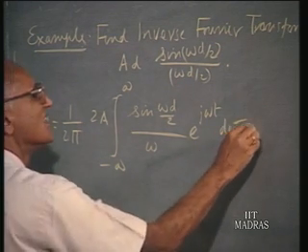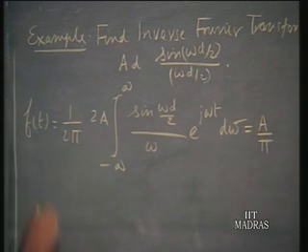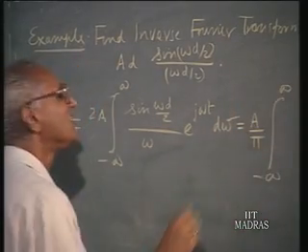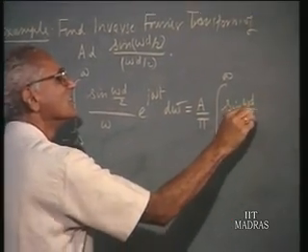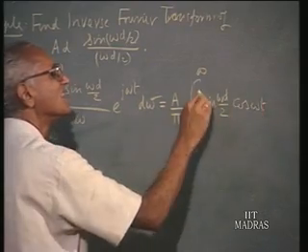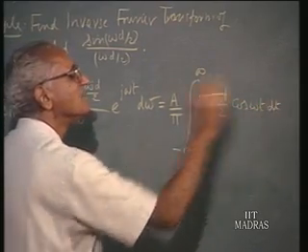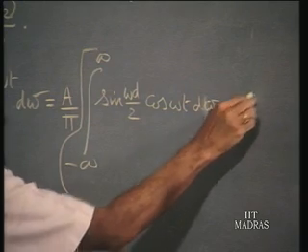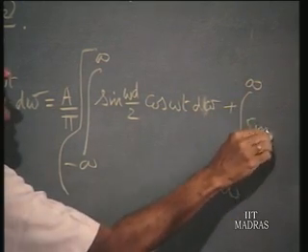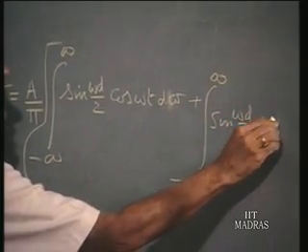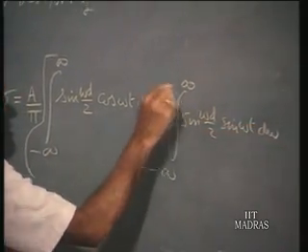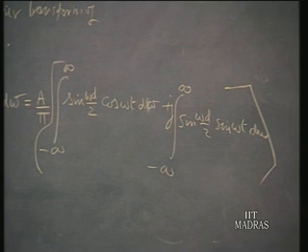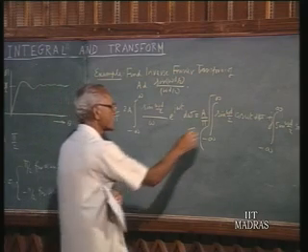This I can write as A upon pi, integral from minus infinity to plus infinity of sin(omega d/2) cos(omega t) divided by omega d omega, plus j times the integral from minus infinity to plus infinity of sin(omega d/2) sin(omega t) divided by omega d omega.